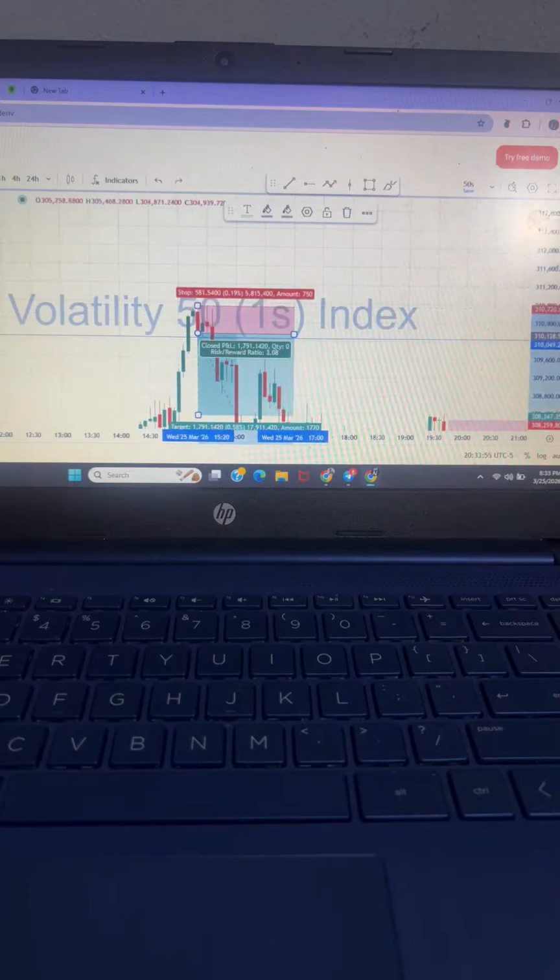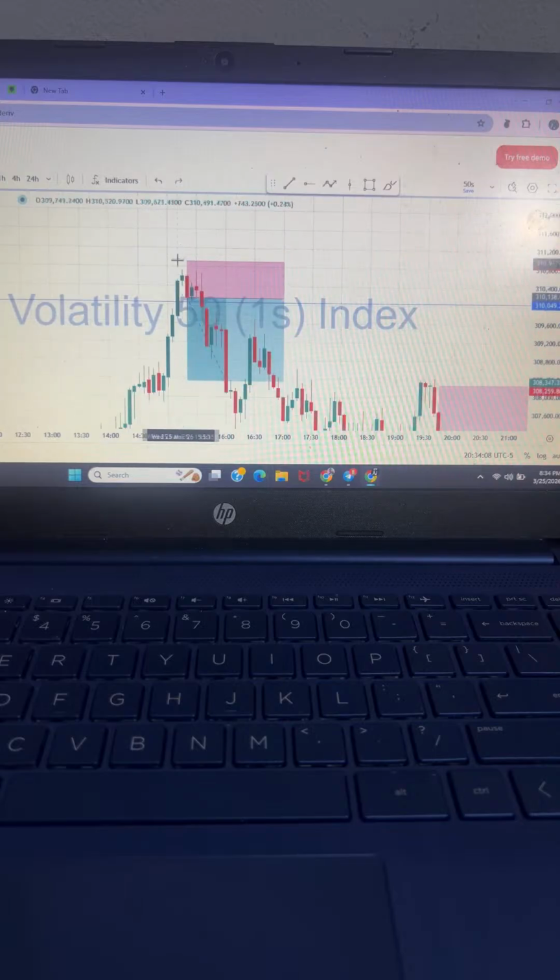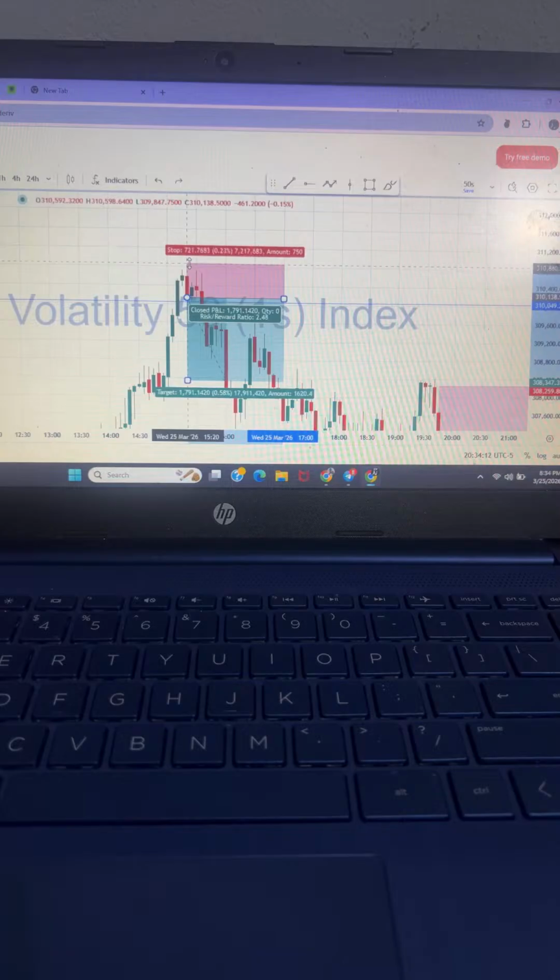Stop loss a few pips above this. Hello everyone on the live, you can leave a comment and you can like the live for me, please. I really appreciate it. So stop loss would be a few pips above this recent high right here.